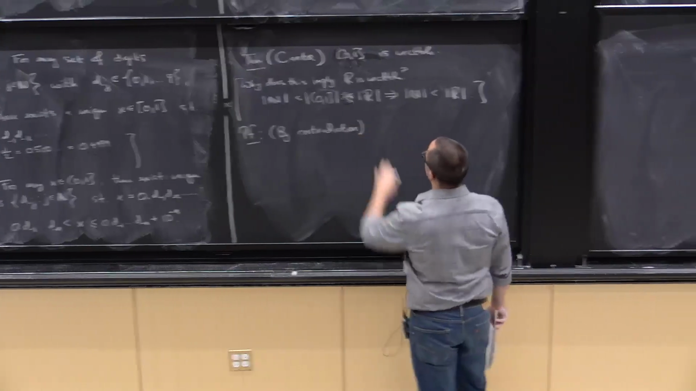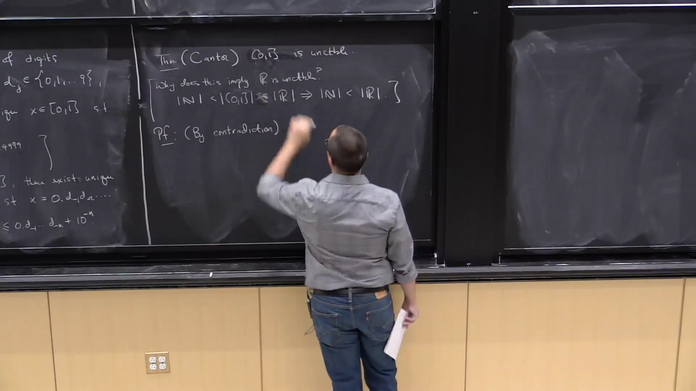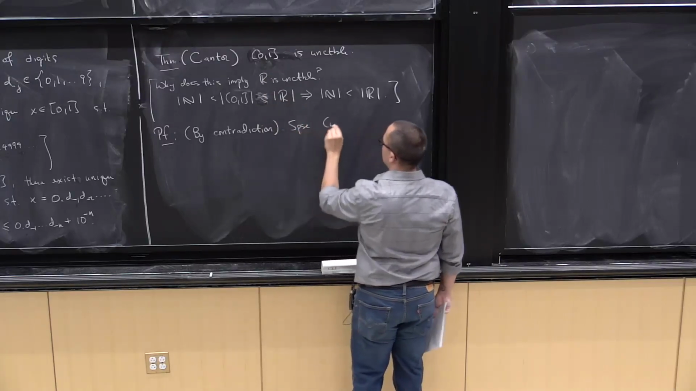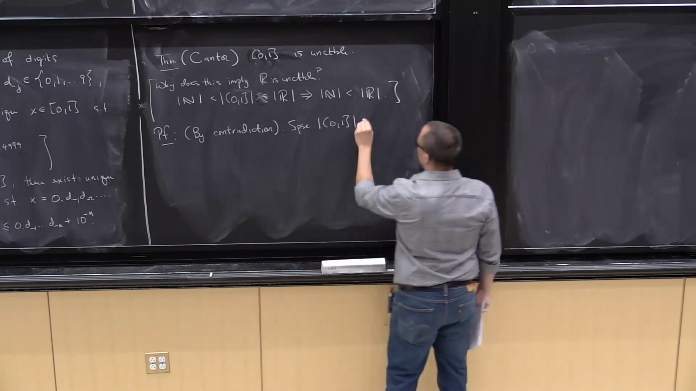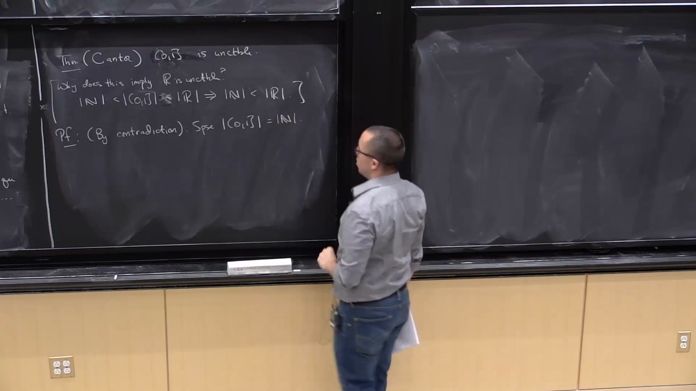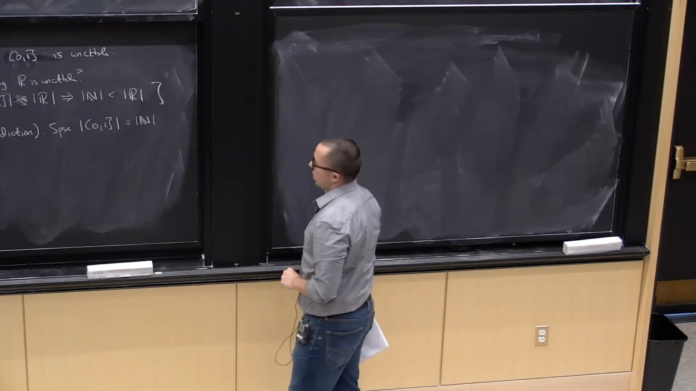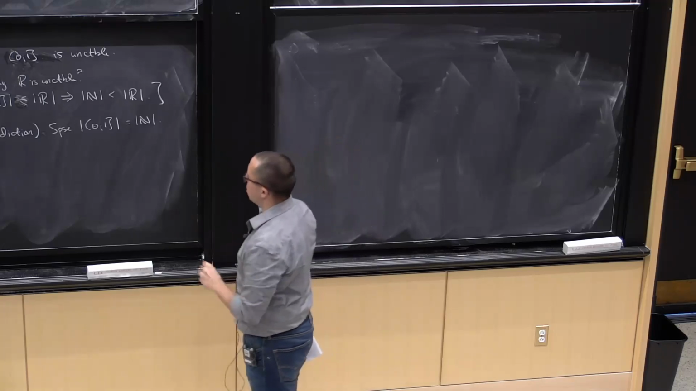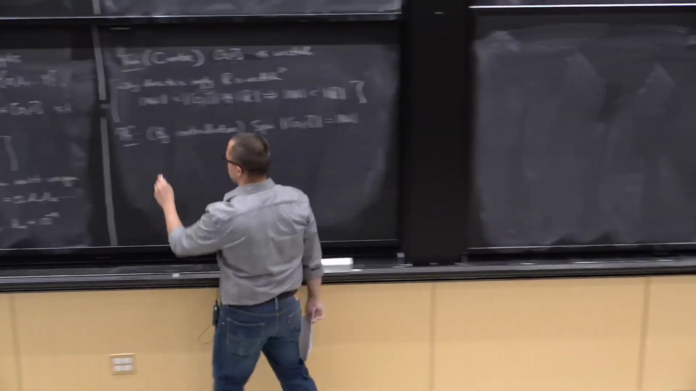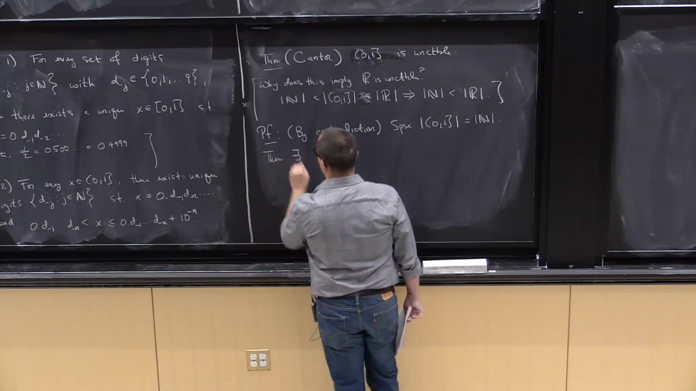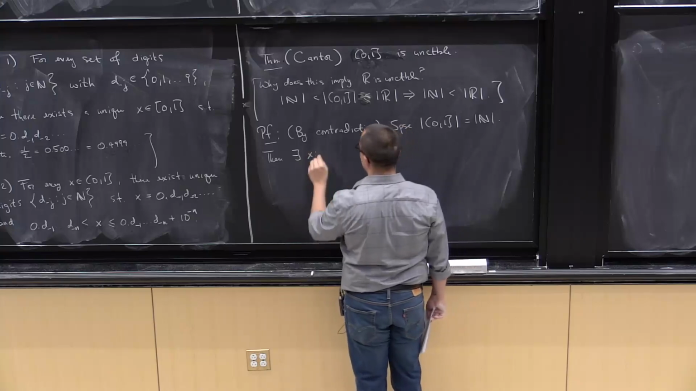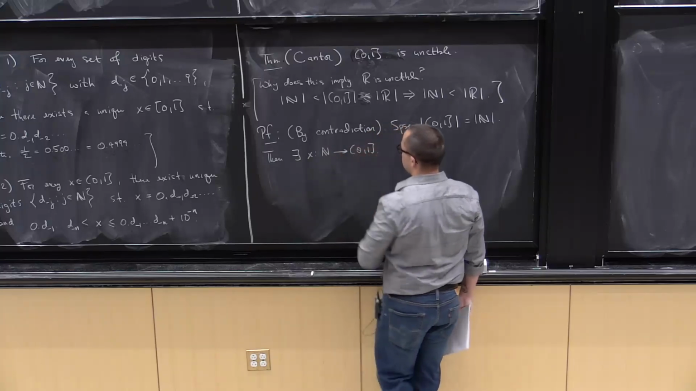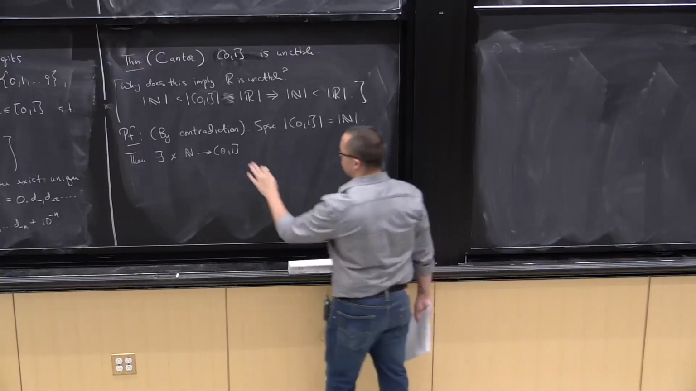So we're going to assume that this is countable. So it can't be finite. There's infinitely many elements in here. So suppose that in fact it has the cardinality of the natural numbers. And we're going to arrive at a contradiction. So then there exists a function which I'm going to call x from natural numbers into 0, 1, which is bijective.